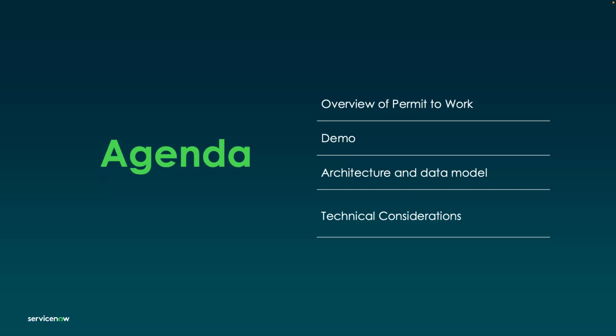We'll then start getting into more of the technical considerations of what you'd be looking at during implementation. So what is the architecture and data model of the feature, as well as any additional tips and tricks and considerations as you're going through your implementation process.